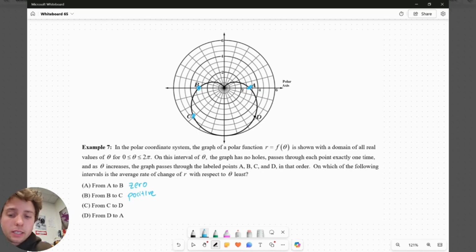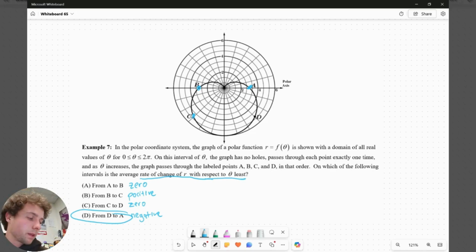From C to D, they're the same distance from the origin. And from D to A then, notice you're getting closer to the origin. Your rate of change then must be negative because the distance is decreasing. Then we can have negative here. So which of these gives the average rate of change that is the least? That would have to be the one that is negative.